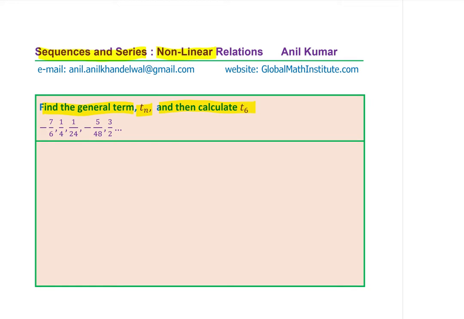In this question, the terms given to us are minus 7 over 6, 1 over 4, 1 over 24, minus 5 over 48, 3 by 2, and so on. So we're given 1, 2, 3, 4, 5 terms. We need to find the sixth term. But before finding the sixth term, we also have to find the general term.